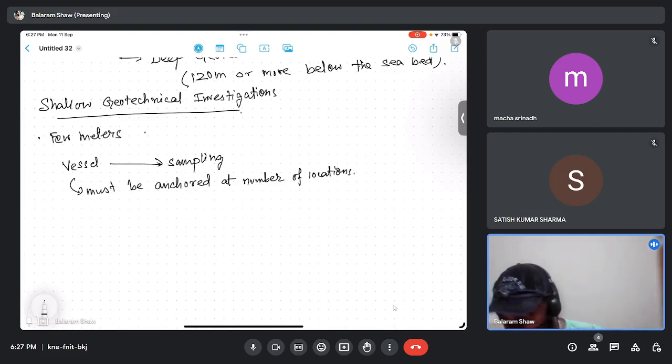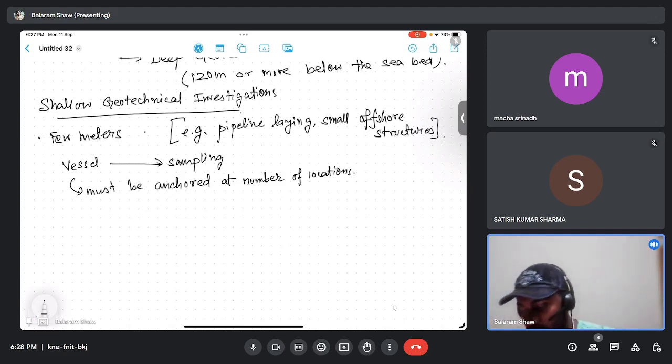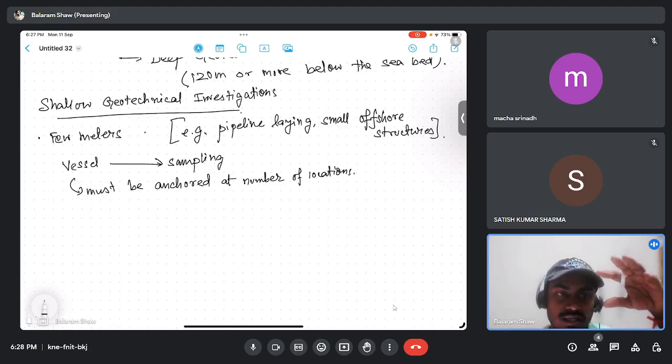As I said, in which kind of survey will we do this? Let us say for pipeline survey or pipeline route laying. Other than pipeline laying, if there are some small offshore structures we want to build, then we go for this kind of geotechnical investigation. So mostly it will be conducted at a far interval, let us say 1 kilometer or more than that.